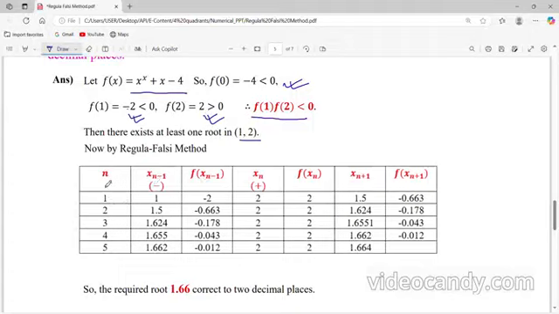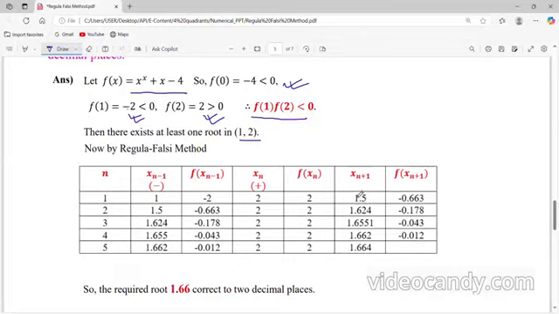So for the first iteration, the first point is 1, so we will put 1 here. The last point is 2, we will put 2 here. For point 1 we are having minus 2, so that's why minus 2. For point 2 we are having a positive value, so plus 2. Okay. Xn plus 1, by the formula, we are putting all the things in our formula. You will get 1.5. Okay.